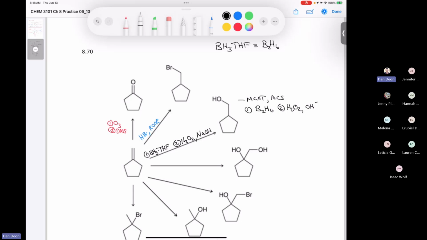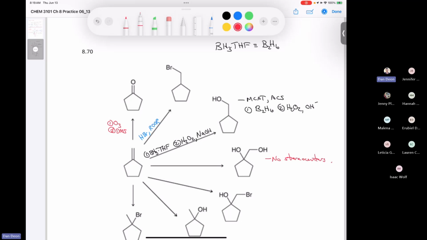The next one is a dihydroxylation, but there's no stereocenters. So you could literally use any of the dihydroxylation techniques that we learned. You could use a catalytic amount of osmium tetroxide and NMO.